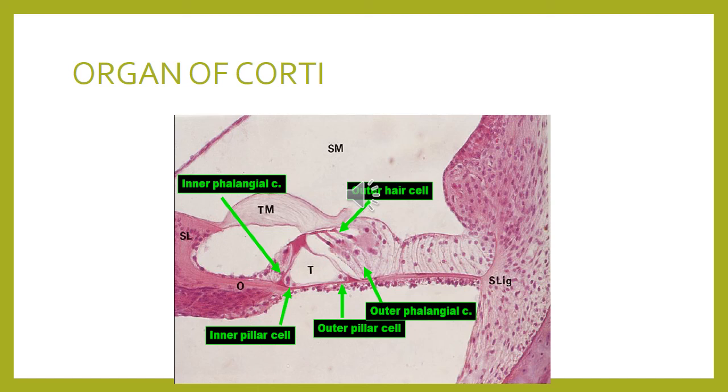This is the microscopic appearance of the organ of Corti. You can see the spiral ligament on it, the outer phalangeal cells, the inner phalangeal cells, the inner pillar cells, outer pillar cell, tectorial membrane, and the inner and outer tunnel.